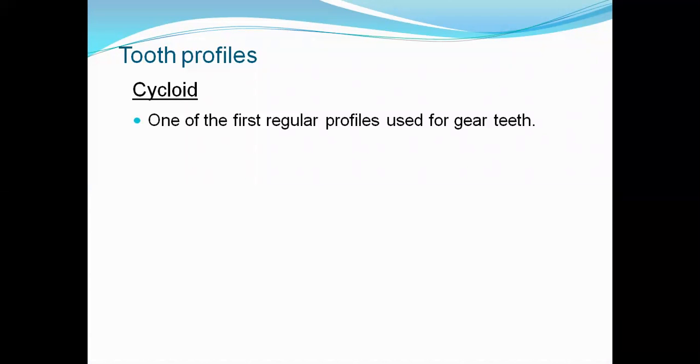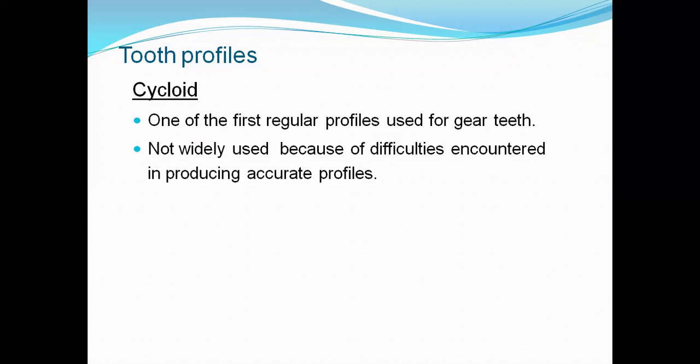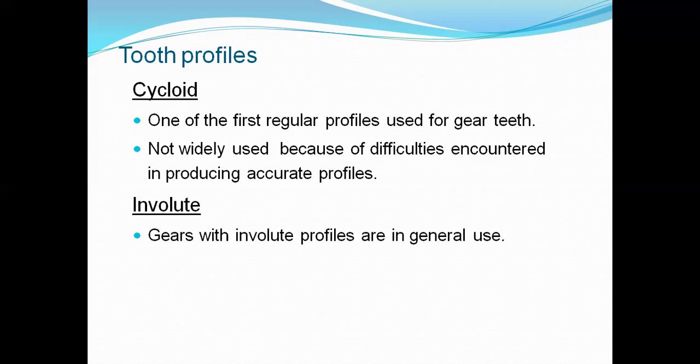Cycloid. As you observe, cycloid is one of the first regular profiles used for gear teeth. So this is the first gear tooth profile we use while generating the tooth profile. It is not widely used because of difficulties encountered in producing accurate profiles.